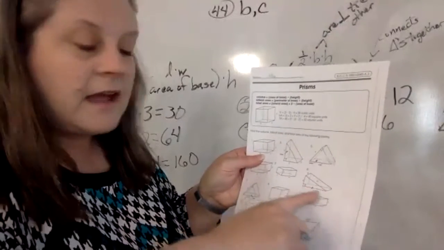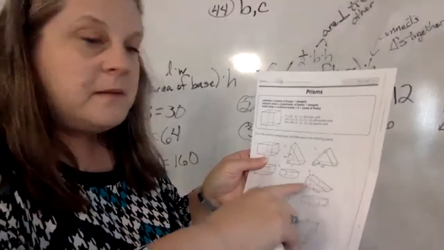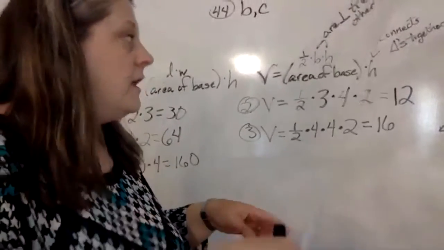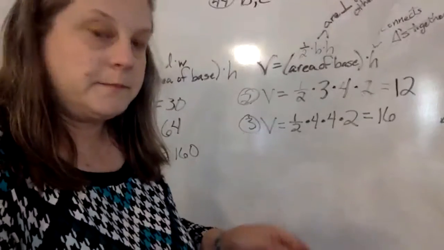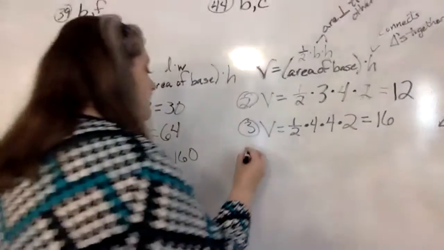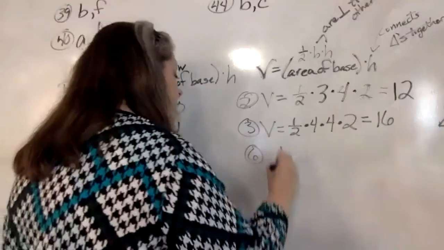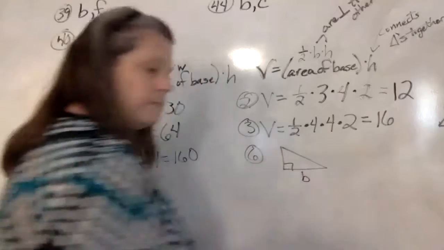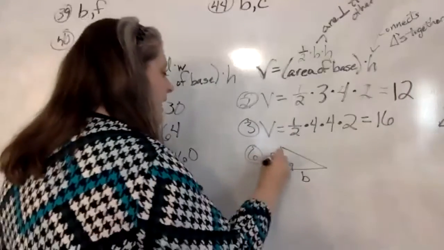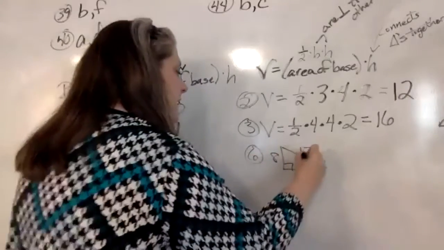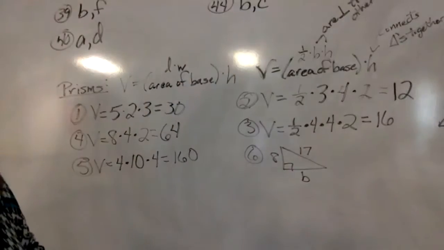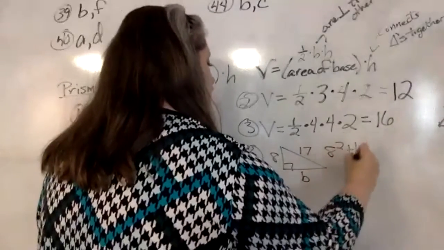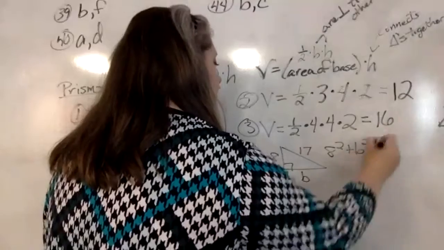I don't know that line going across the bottom here, but it's a right triangle, so I know how to find the missing side in a right triangle. I use the Pythagorean Theorem. So on number 6, we have to use the Pythagorean Theorem first because I do not know what my base is down here. I know that my height was 8, and I know this side in the picture was 17. So I have 8 squared plus b squared equals 17 squared.